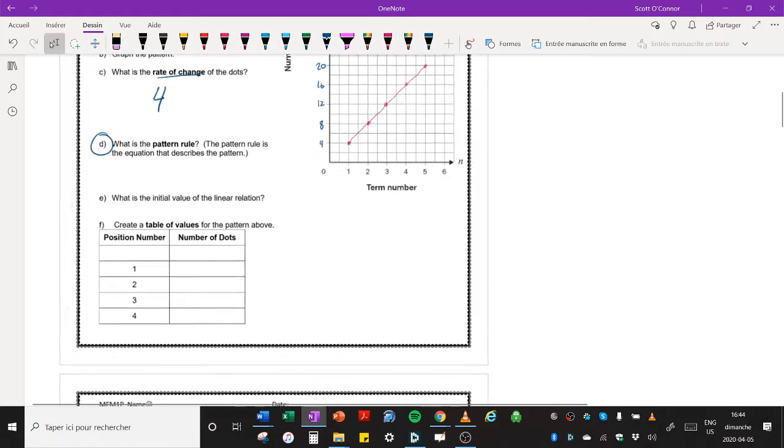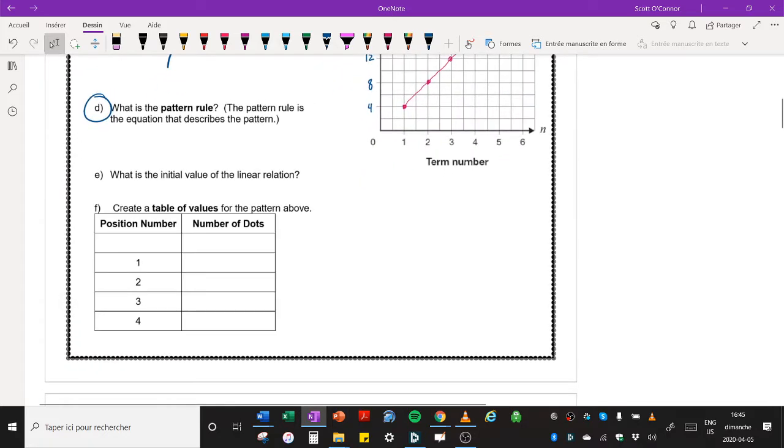Let's skip down to the table of values, F here. If you look at F, it asks you to create a table of values. Let's do that. So if there's position 1, how many dots were there? There were 4. Position 2, 8, 3, 12, 4, and 16. Now if you look at this pattern, you notice it's going up by 4 each time. And if we follow the pattern backwards, we could find what the value or the number of dots would be at an imaginary position of 0. I'd have to go down 4 more, and that would take me to 0.